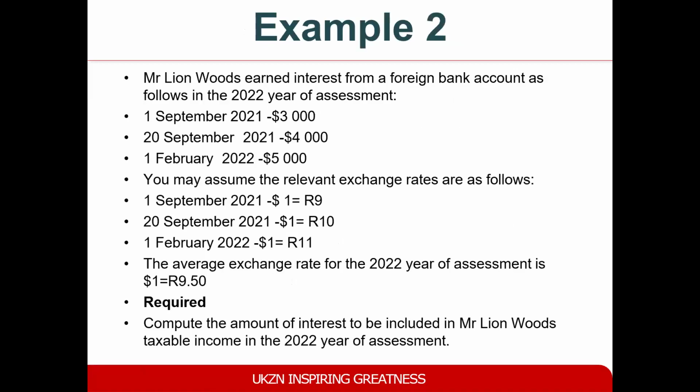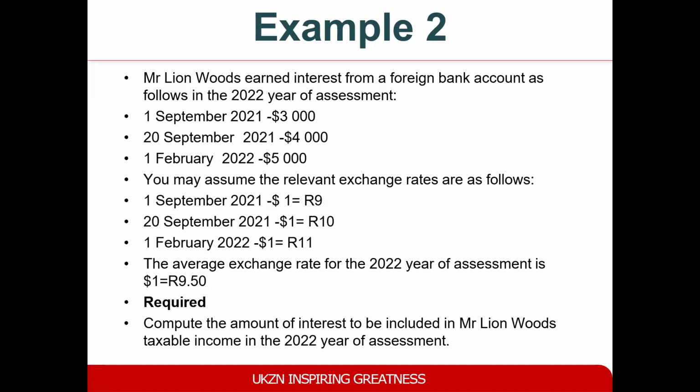All right, we've got another example here of Mr. Lion Woods. He earned interest from a foreign bank account for 2020 year of assessment. So 1st of September, he earned $3,000. 20 September, $4,000. 1st February, $5,000. You can see this is a rich man we are talking about. He's getting all these amounts, as you can see, in dollars.